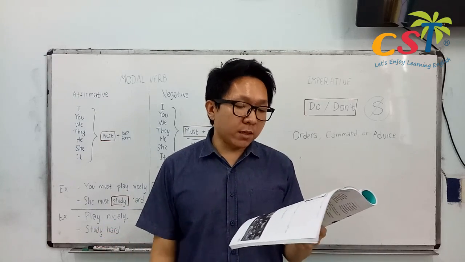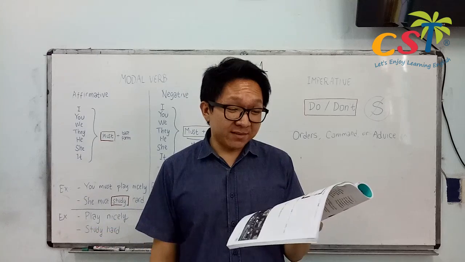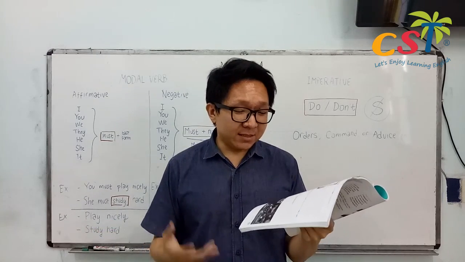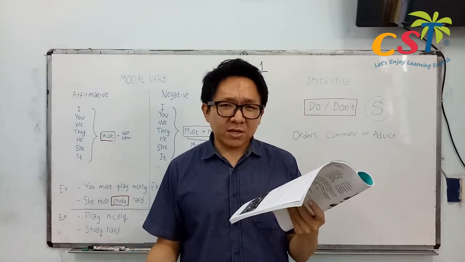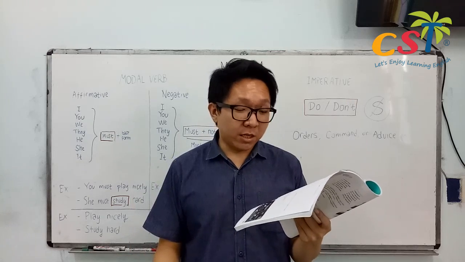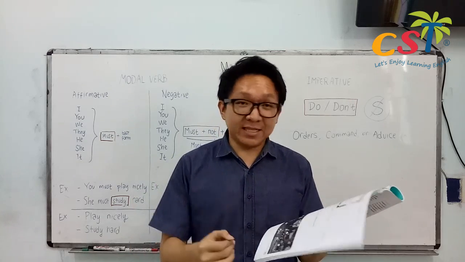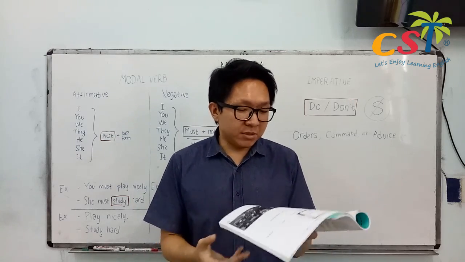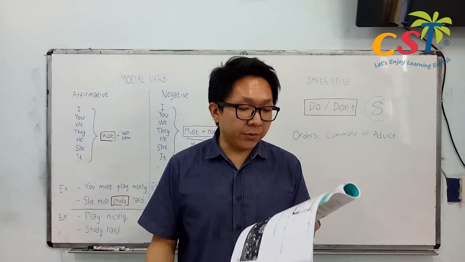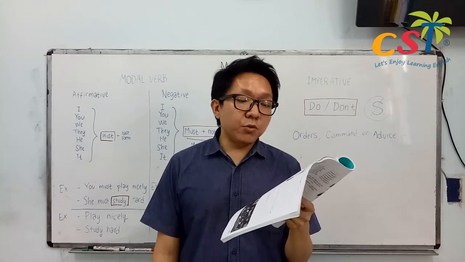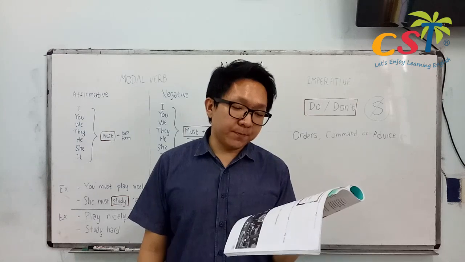For example, picture number 1. What is the boy currently doing? Is he sitting on the bench? Is he dropping the litter? Is he petting the dog? But for number 1, since it's an example, I will just read it for you directly. Number 1 says, you mustn't climb the trees.